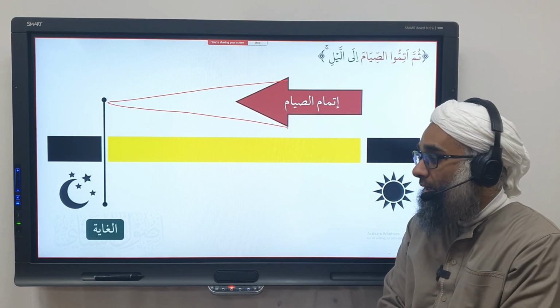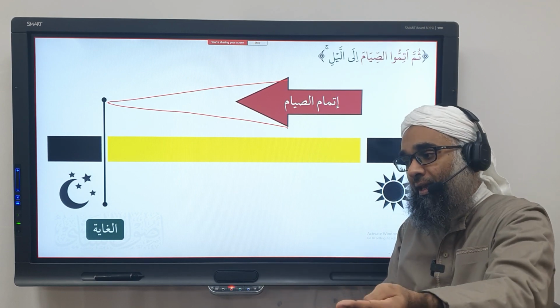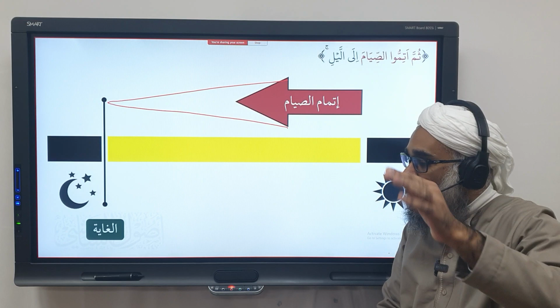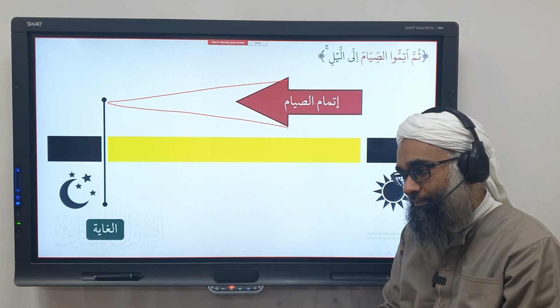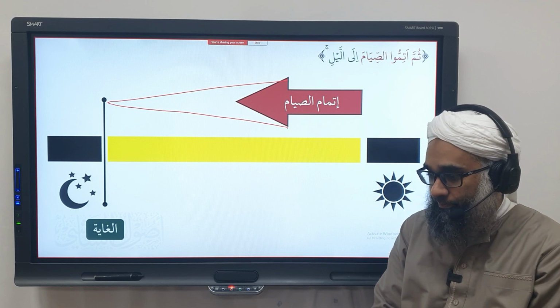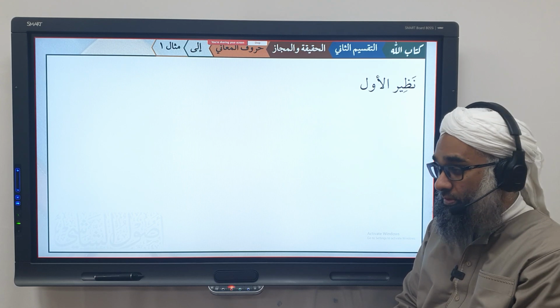So we're saying here, when the ila comes, sometimes ila is for isqatul hukam or it's for imtidadul hukam. If it's for isqat, then the ghaya is included. If it's for imtidad, the ghaya is not included in the original hukam. Does that make sense? Online, on site? So based on this, nadhil awwal. Nadhil awwal, I'm not sure which one this is.